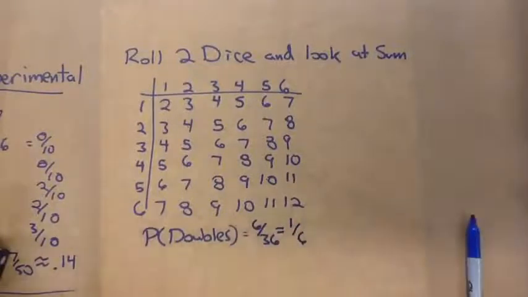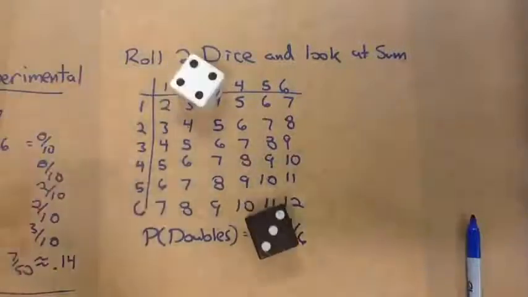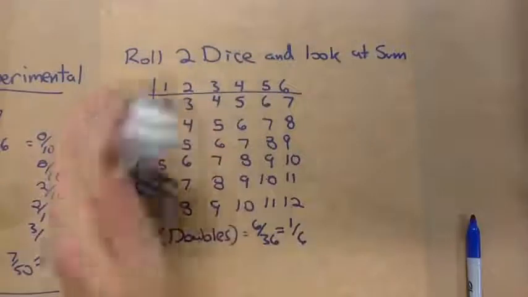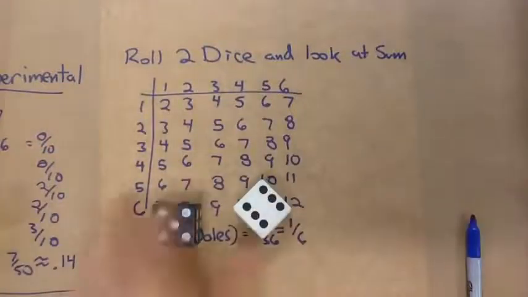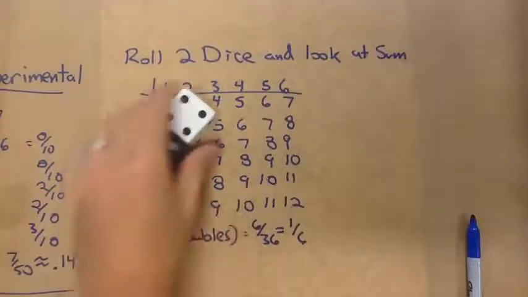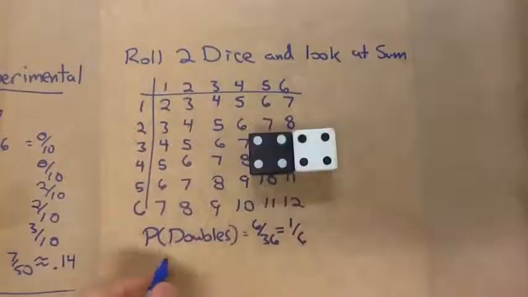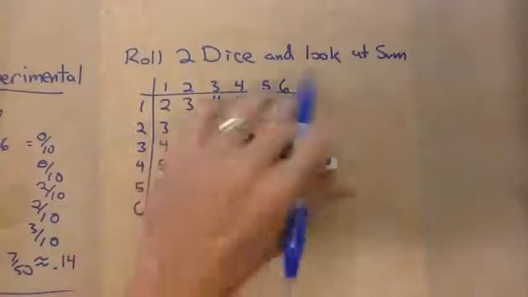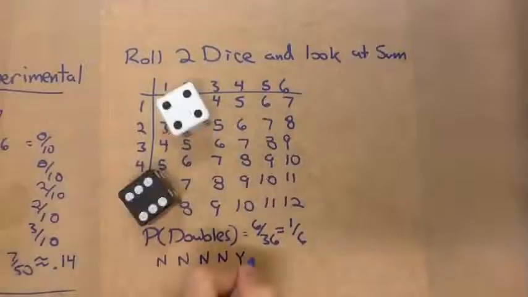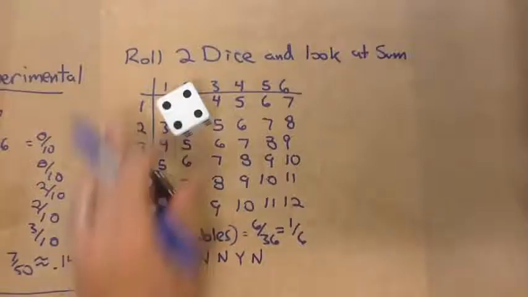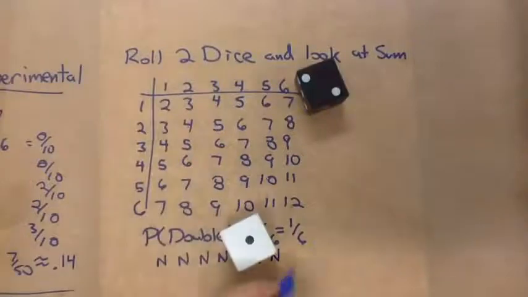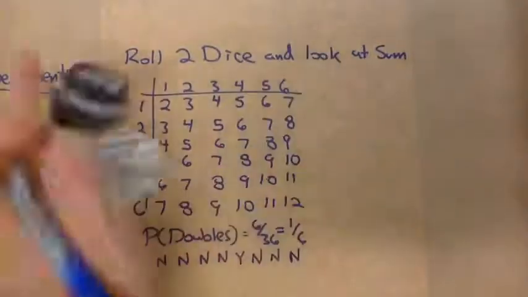Now I'm not going to roll too many of them, but we can start to see if we did an experiment. We'd have 1, 2, 3, 4. On the 5th one, so I have no, no, no, no, yes, I got a double, so we'll do one more. There's another no. So really on those 6, I got a 1 out of 6. That was the doubles. Another no. No.